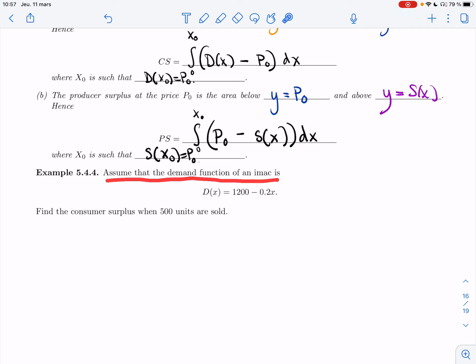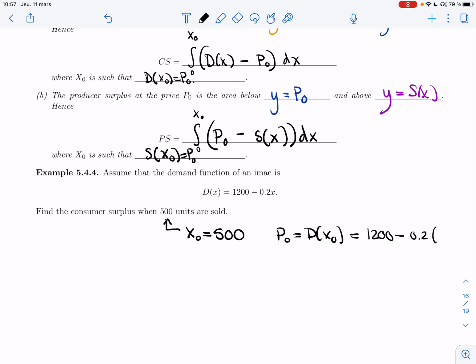Assume that the demand function of an iMac is d of x equals 1200 minus 0.2x. Find the consumer surplus when 500 units are sold. So I'm given units, and so that's going to be the x0. And now P0 is d of x0, so it's 1200 minus 0.2 times 500. So that's 1,000. No, it's 100. All right, it's like $200. I'll buy it. Yeah, so that's 100. So it's 1,200 minus 100. Yeah, it makes more sense. All right, it's 1,100. So that's the price that we're talking about.